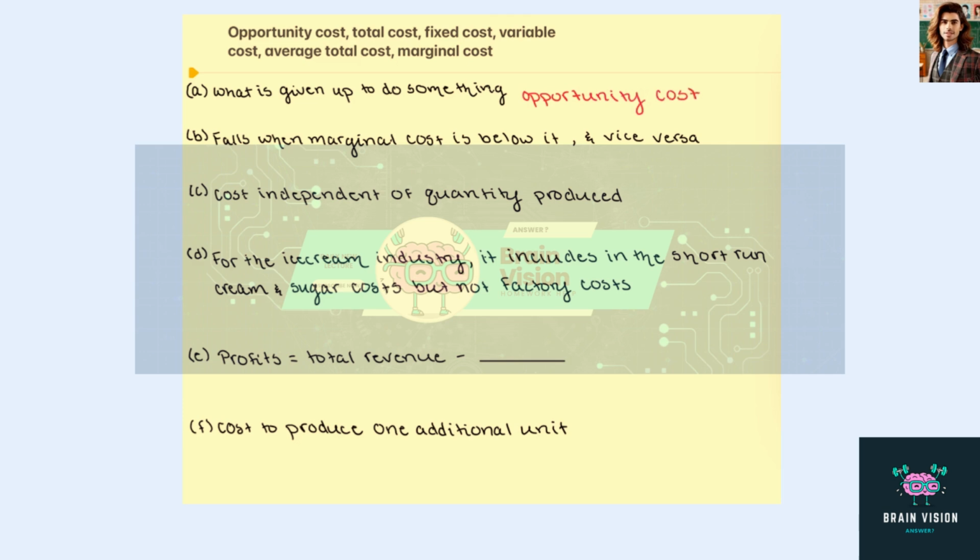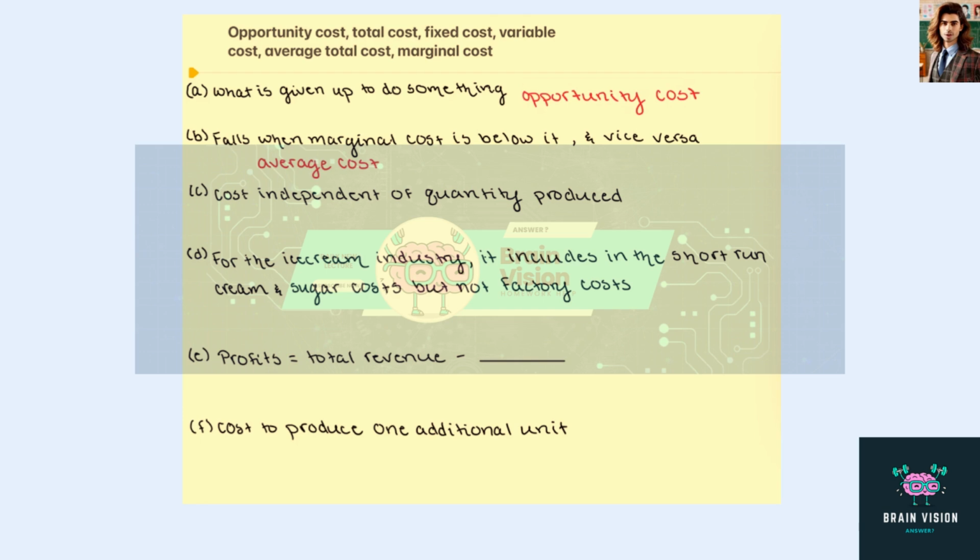Now, part B here is saying that this cost falls when marginal cost is below it, and it would rise when marginal cost is above it. And for this one, this is known as our average cost. And it makes sense intuitively because when our marginal cost goes up, so when one of our costs is increasing, we could expect that the average of our cost should also increase. And when that marginal cost is falling, we should also expect our average cost to fall with it.